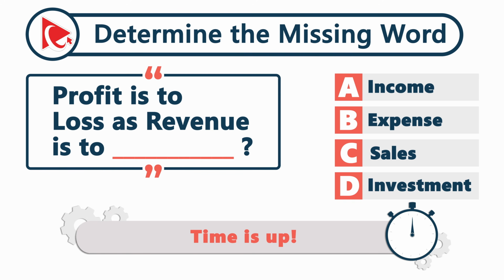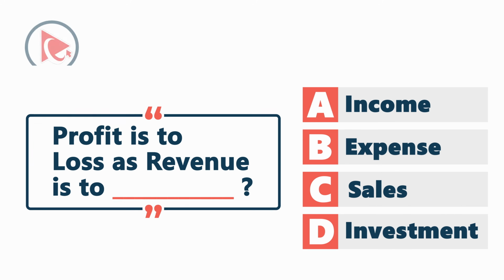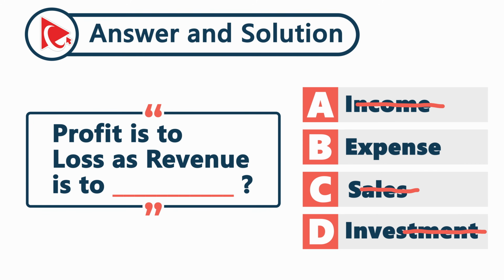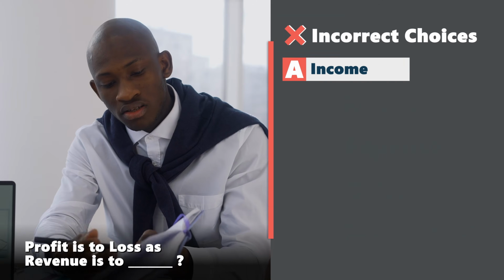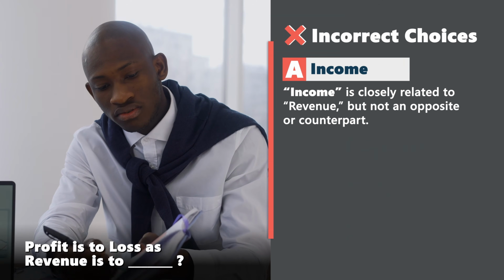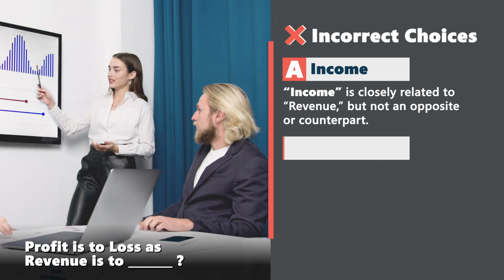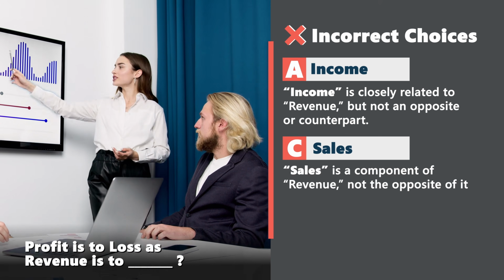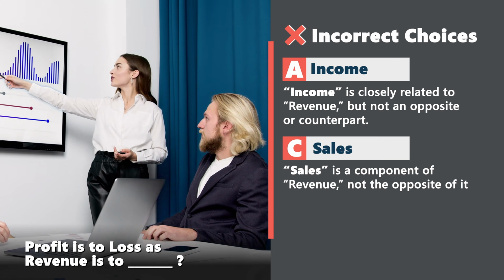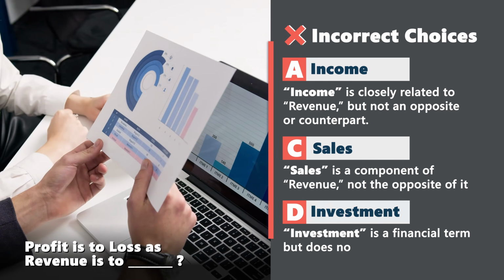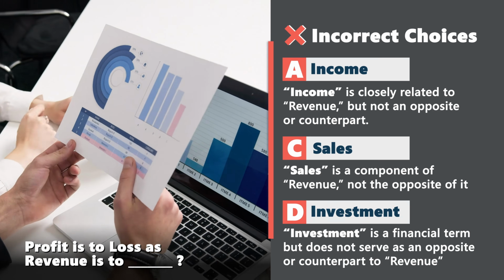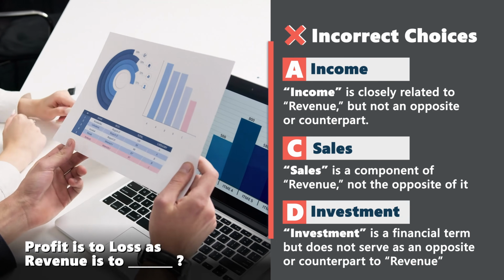Time's up. Are you ready with your answer? I hope you did not select choices A, C, and D, and let me explain why. Income is closely related to revenue, but it's not the opposite or counterpart. Choice C, sales, is a component of revenue, but not the opposite of it. And choice D, investment, is a financial term, but does not serve as an opposite or counterpart to revenue.